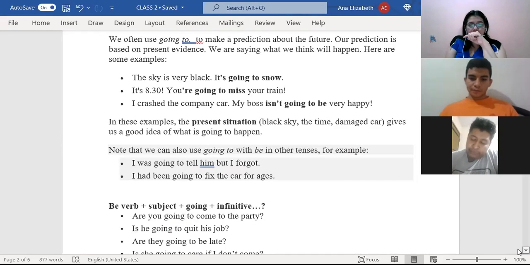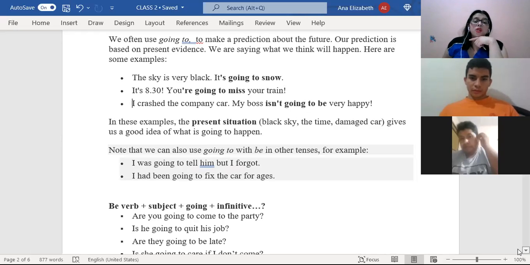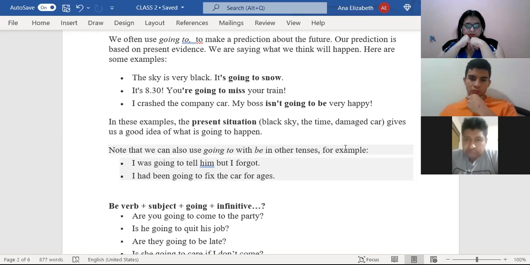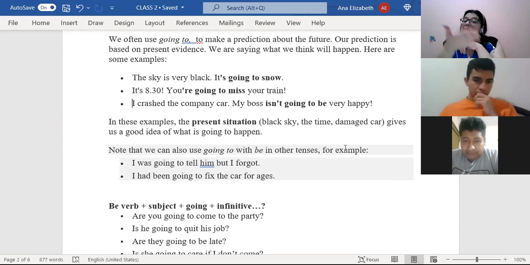In these examples, the present situation, black sky, the time, damage, car gives us a good idea of what is going to happen, okay? Note that we can also use going to with be in other tenses, okay? Podemos utilizar el going to en otras formas. I was going to tell him, but I forgot. ¿Qué creen que significa? Nunca han dicho ustedes, yo te iba a decir algo, pero se me olvidó. Todos le hemos dicho en alguna ocasión. Eso significa.